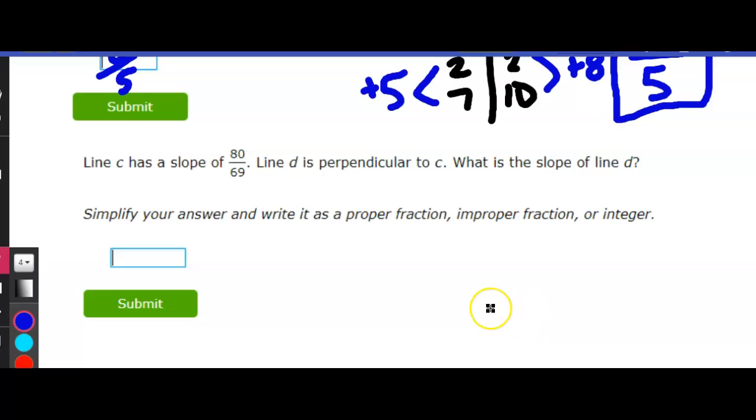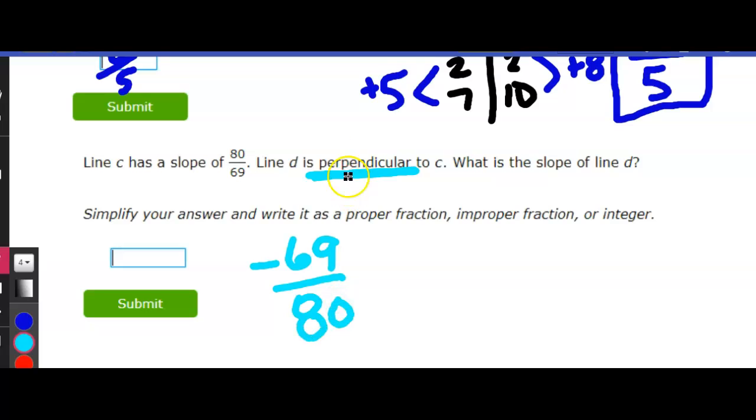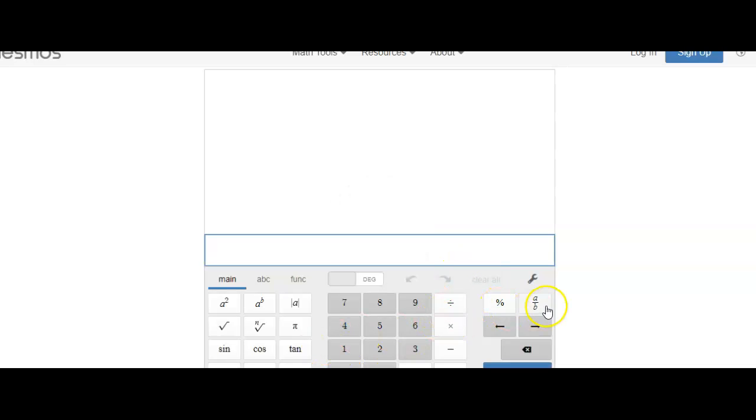All right, last one. I finally get one that says perpendicular. Finally. So perpendicular means I have to do step 1, make it negative, because this one is positive. Step 2, flip it. Now, just so you guys know, negative 69 over 80, I don't know that in my head. So I'm literally going to show you how I would check it. So negative 69 over 80.